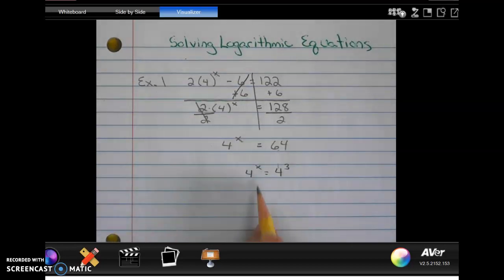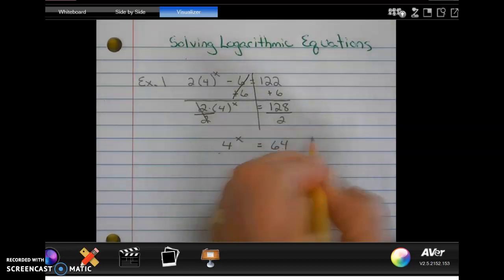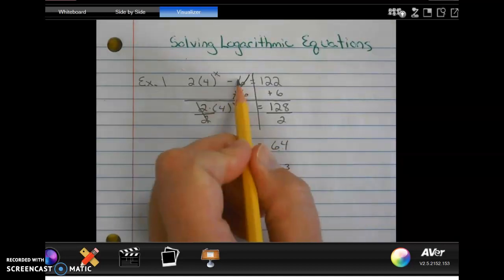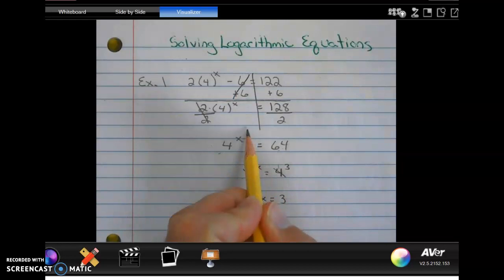And then at this point, since my bases are the same, we can cancel those out and we get an answer of x equals 3. So that's one method. This method does not always work. It only works when you can make the bases the same. Okay, so another method, if you can't make the bases the same, is to go through these same steps.